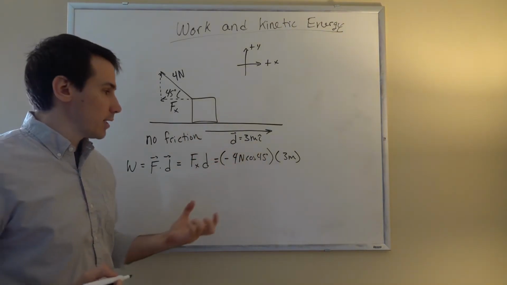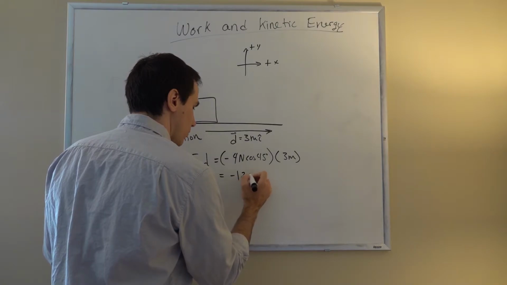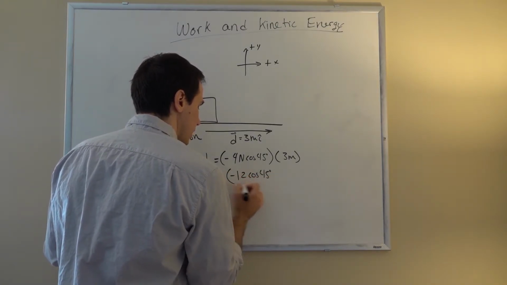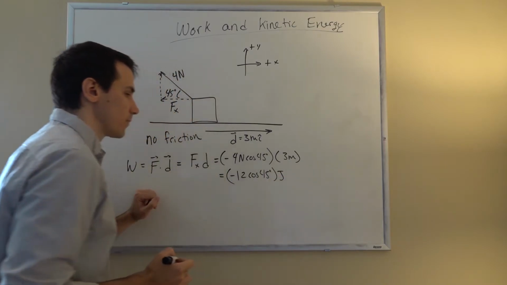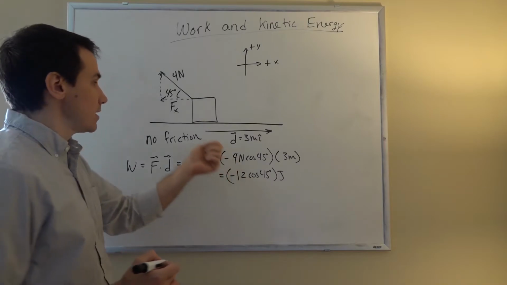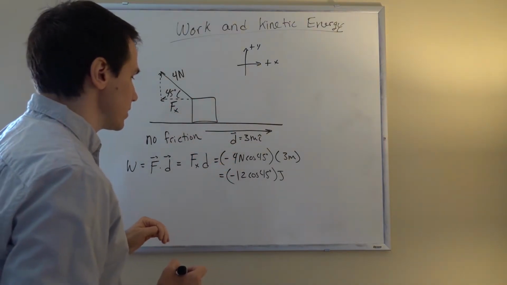Notice that my dot product is going to come out to be negative. It's going to come out to be negative 12 cosine of 45 degrees, and that all has units of joules. The dot product is negative because the force is acting in the opposite direction of the displacement.